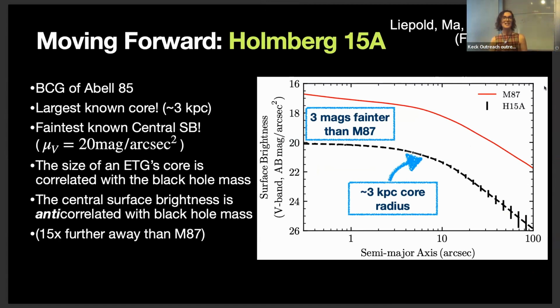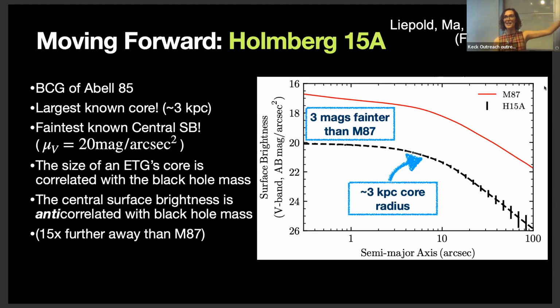So Holmberg 15A is the brightest cluster galaxy of Abell 85. This is a fairly distant galaxy, about 250 megaparsecs away from us. And it's a fairly famous galaxy for a couple of reasons. One is that it has the largest known core of any early type galaxy that we're aware of. The core is about 3 kiloparsecs wide. It also, for cored early type galaxies, has the faintest central surface brightness.